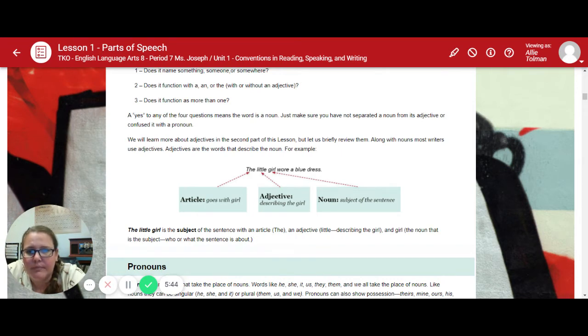For example, in the sentence, the little girl wore a blue dress. The article goes with girl, the adjective is describing the girl, and the noun is the subject of the sentence. The little girl is the subject of the sentence. An adjective, little, describing the girl, and girl, the noun, that is the subject, or who or what the sentence is about.